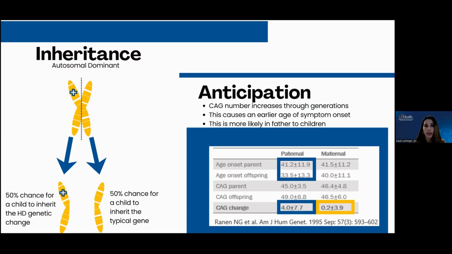And then you can see the corresponding change in the age of onset. For father to child, the father had symptom onset on average at 41, then children have onset around 33, 34. Versus if it's maternally inherited, it's about a year and a half difference, so a lot closer in when people have symptom onset. But that being said, it is not always the case. Sometimes it can stay the same. Sometimes for each child, that change is different as well. So it's on an individual basis.